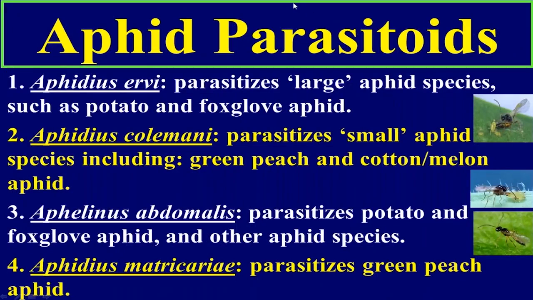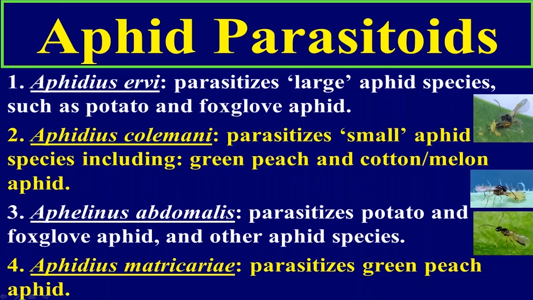So let's talk about the aphid parasitoids. This is why it's important to identify the aphid species, because not all parasitoids attack all aphid species. For example, Aphidius ervi parasitizes what we call large aphid species, which includes potato and foxglove aphid. Whereas Aphidius colemani parasitizes small aphid species, and that includes green peach, cotton and melon aphid. Now, Aphelinus abdominalis parasitizes potato and foxglove aphid and other aphid species. And then Aphidius matricariae parasitizes green peach aphid.